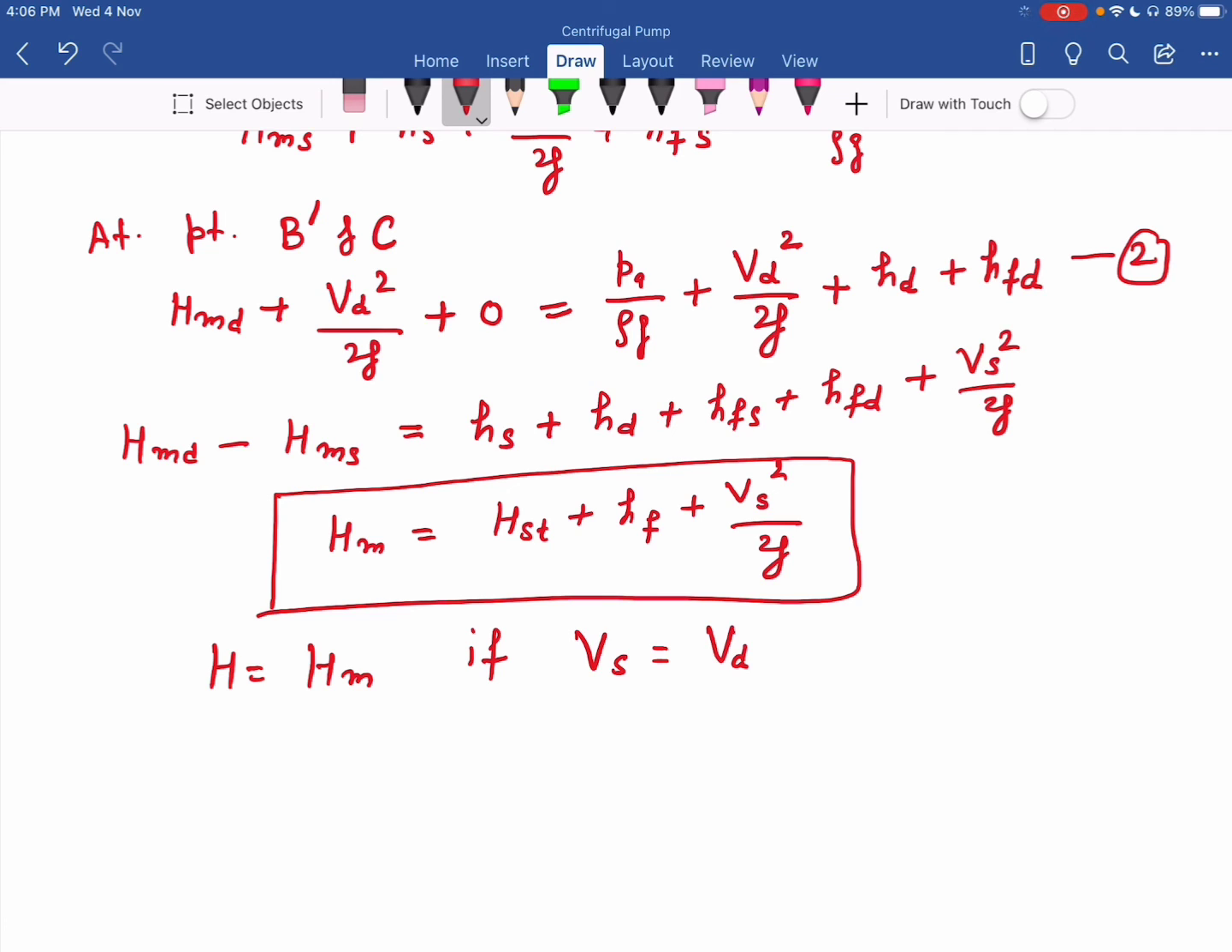The difference between these two is very negligible. So you can say both are synonymous to each other. In other words, if the diameters of the suction pipe as well as the delivery pipe are the same, then we have Vs equal to Vd. In that case, my total head is equal to the manometric head. So both terms H and HM are synonymous to each other.